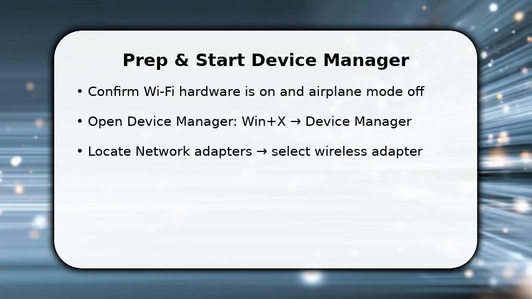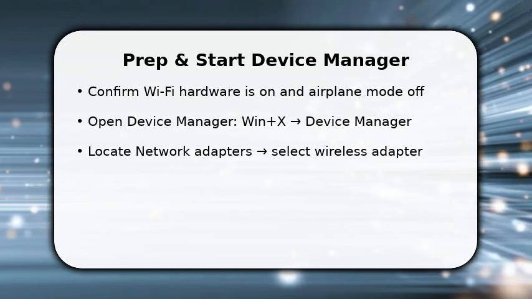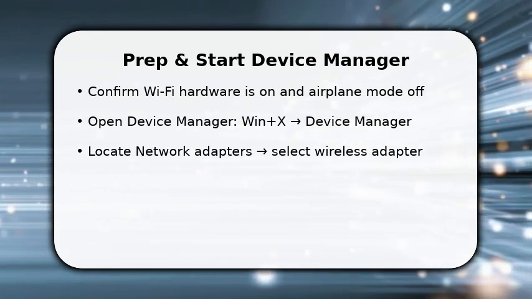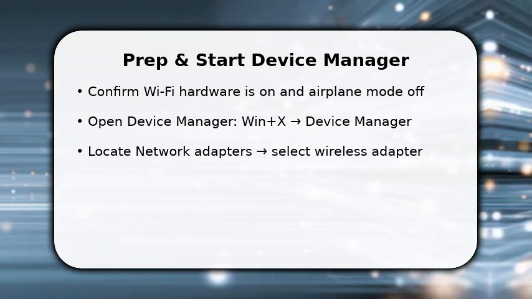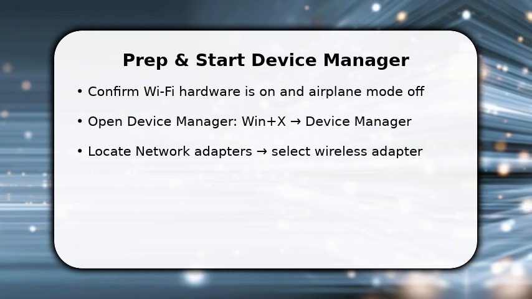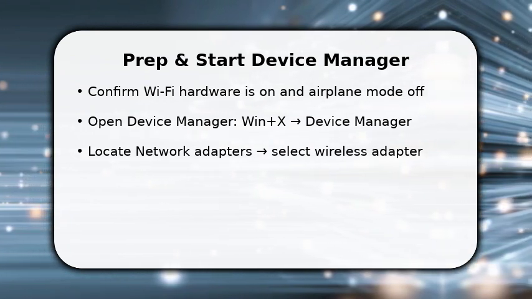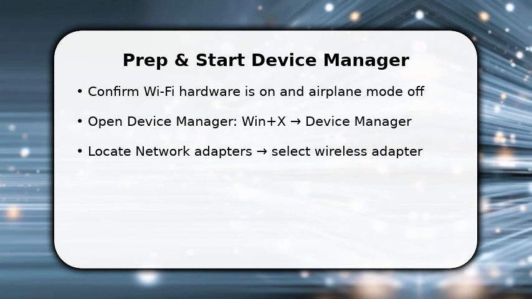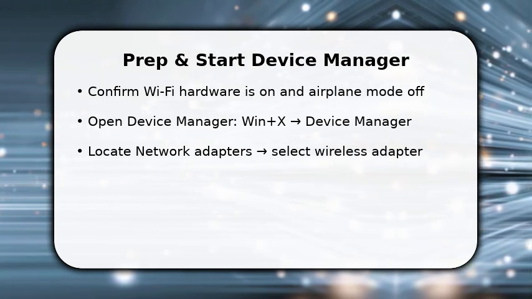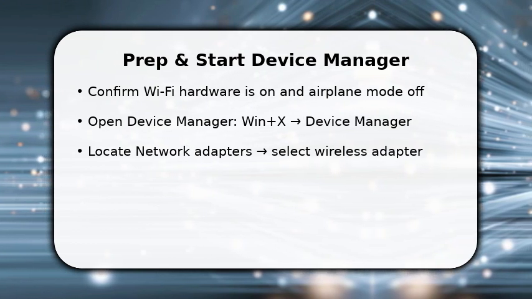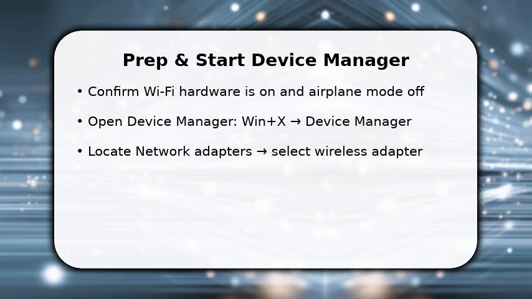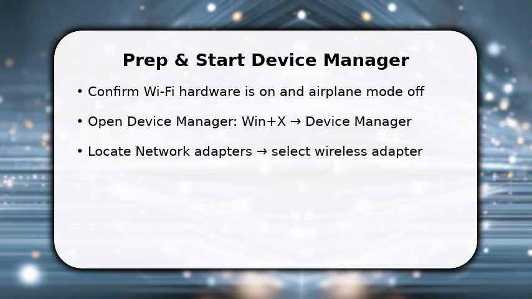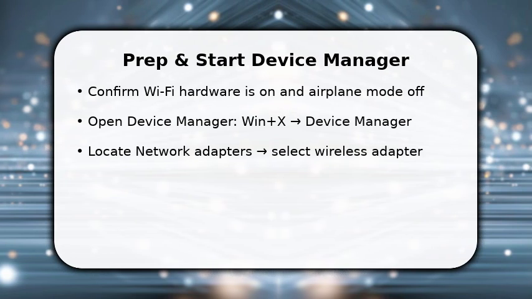Enjoy the video. You begin by verifying hardware and toggles so you don't chase phantom problems. Once the radio is on and airplane mode is off, open Device Manager with Win+X and choose Device Manager. Find network adapters and identify your wireless adapter by name. This tells you whether Windows recognizes the card. Right-click it to view properties and driver details so you know the current driver version. This step narrows options and prevents unnecessary downloads.